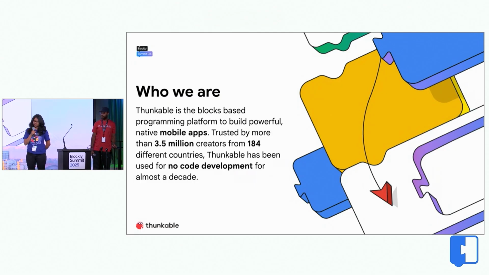So who are we? Thunkable is a blocks-based programming platform, and you can use us to make native mobile apps. 3.5 million creators have used us, and they span around 184 different countries. And we have been around for almost a decade, and we are here for all your no-code development users.